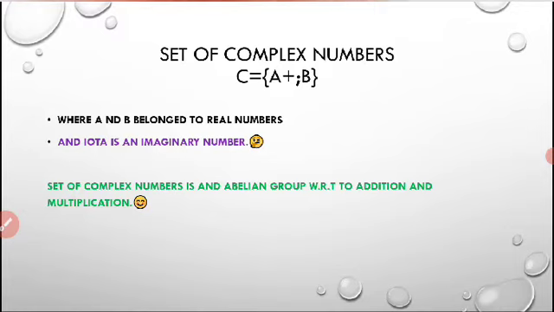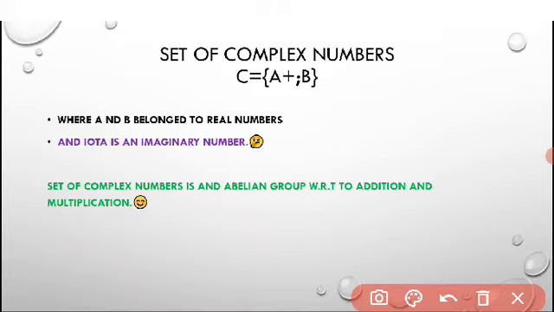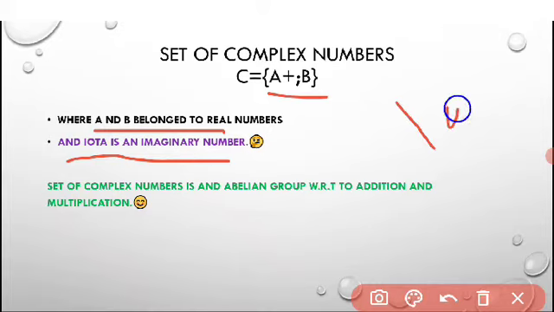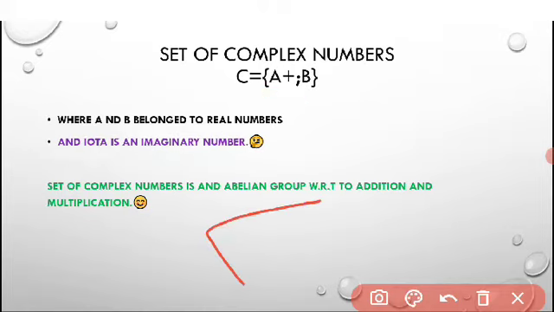Complex numbers are in a plus b iota form, we know that, where a and b belong to real numbers, and iota is an imaginary number. Do you know that in the 18th century, Sir Euler, the Swiss mathematician, introduced the number iota, which is imaginary? He said that the square root of minus 2 and minus 5 are pure imaginary numbers. From there, iota comes, and iota is called an imaginary number.